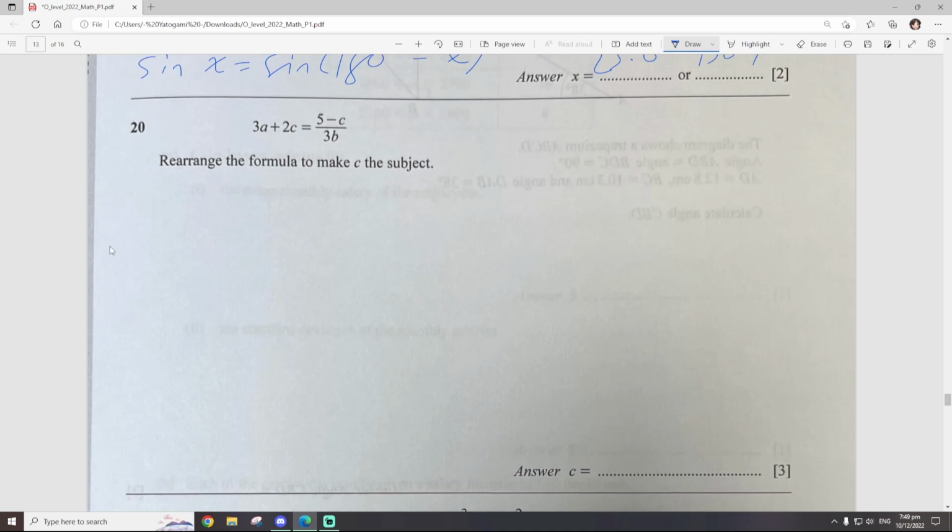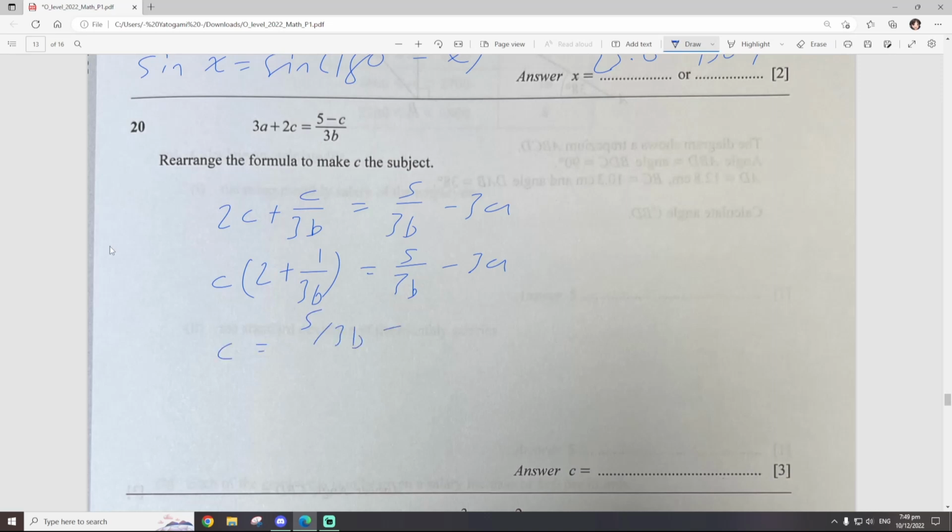Rearrange this formula to make C the subject. Okay, so I see a C over here, so let me add this to the side. So 2C plus C over 3B equals 5 over 3B minus 3A. So C times (2 plus 1 over 3B) is, yes, this thing. So C itself is 5 over 3B minus 3A divided by 2 plus 1 over 3B.